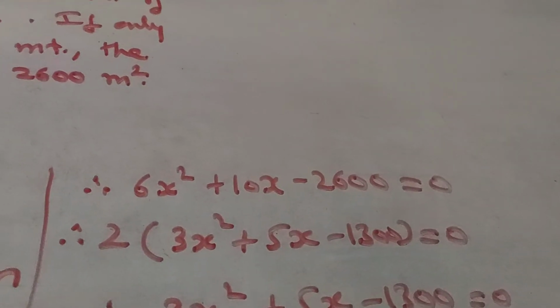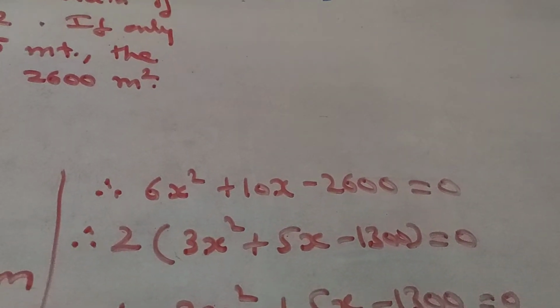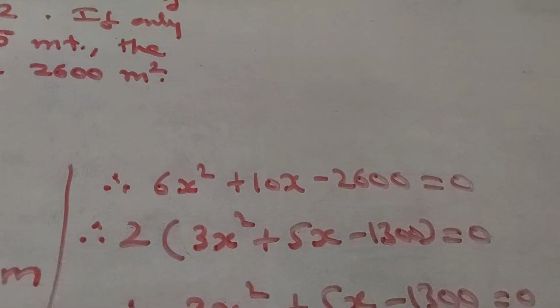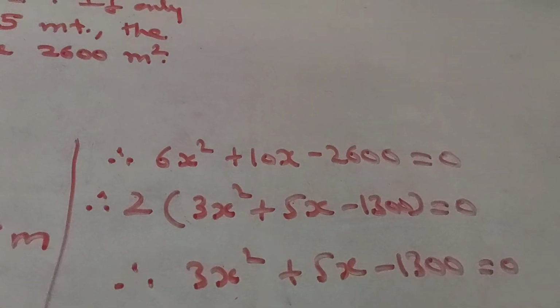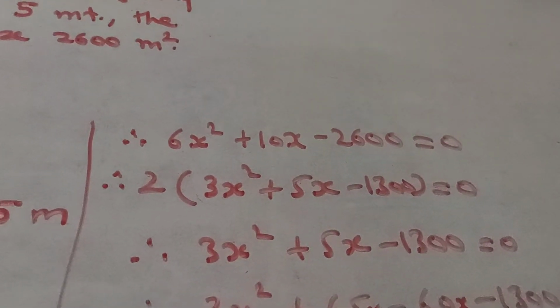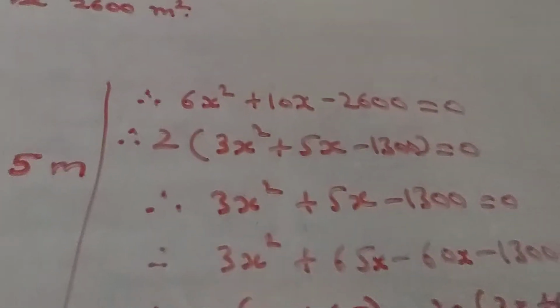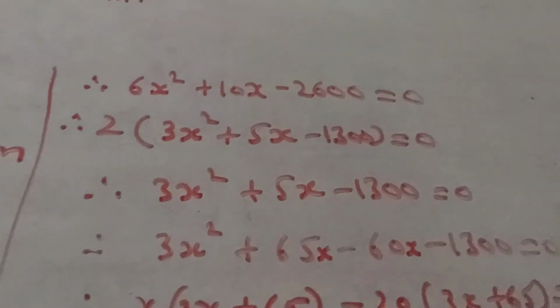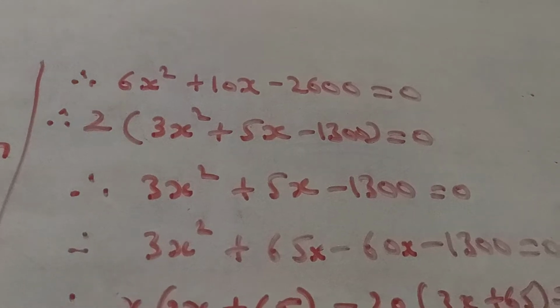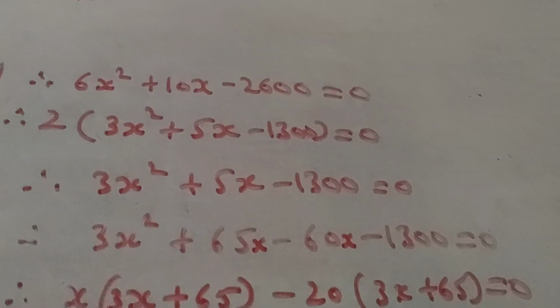So making it quadratic form, we get 2600 goes that side, so it becomes minus. So 6x square plus 10x minus 2600 is equal to 0. Taking 2 common, it becomes 3x square plus 5x minus 1300 is equal to 0. 3 into 1300, that is 3900. 65 into 60 is 3900. Therefore 3x square plus 65x minus 60x minus 1300 is equal to 0.